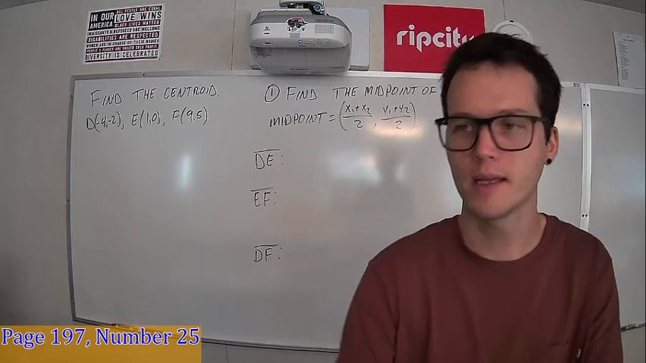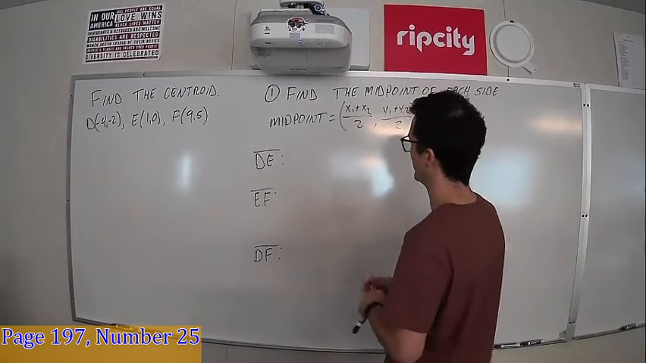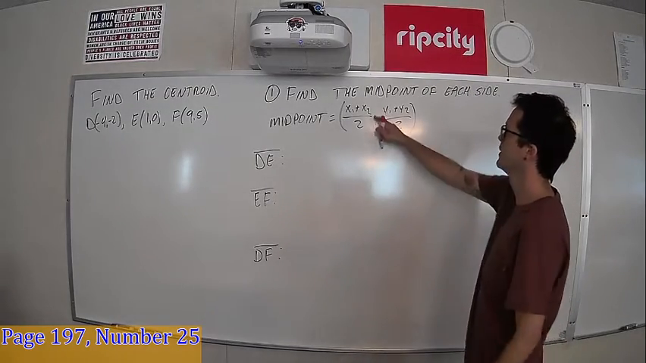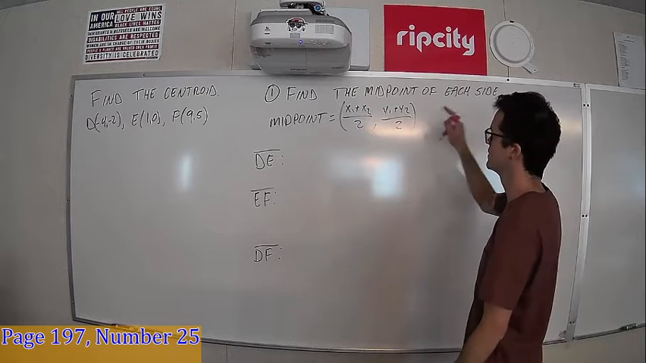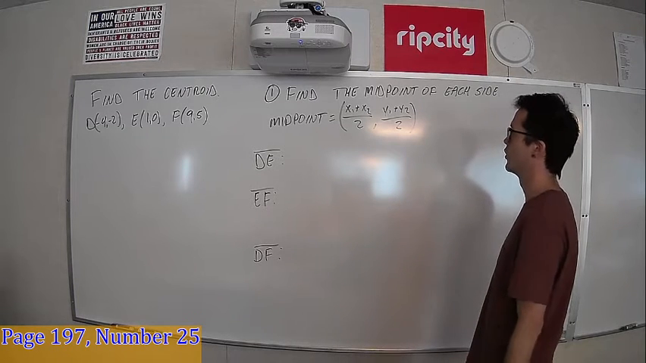Okay, back to this. We need to find the midpoints. Midpoint formula: x1 plus x2 divided by 2, y1 plus y2 divided by 2. That's how we're going to find each of the coordinates.